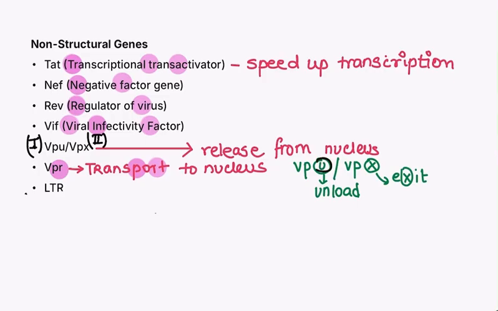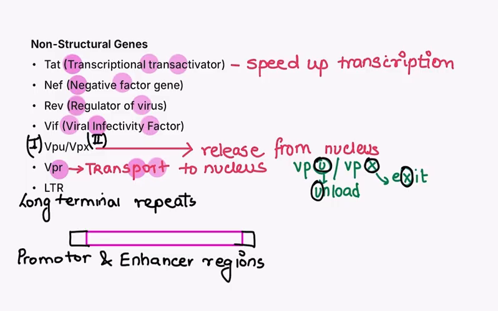So if you learn, VPU sounds like unloading. It has to come out of the nucleus. And VPX sounds like exit. It has to exit the nucleus. So now I know when it has to go inside or penetrate or transport to the nucleus, it is going to use the VPR gene. But when it has to come out by unloading and by exiting, it is going to use VPU, VPX for HIV-1 and 2 respectively.